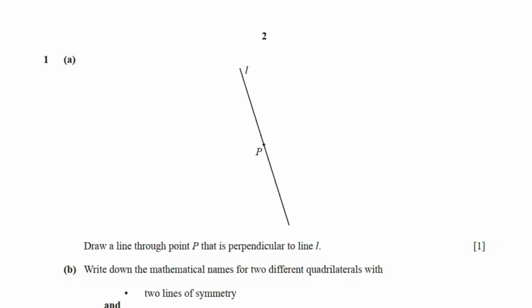The first question says draw a line through point P that is perpendicular to line L. So what you will do is, using your protractor, you'll mark a 90-degree angle at point P, and then you will draw a straight line that is at 90 degrees at P. Since I'm doing it roughly, it's going to be something like this, but you need to make sure that this angle over here is 90 degrees.